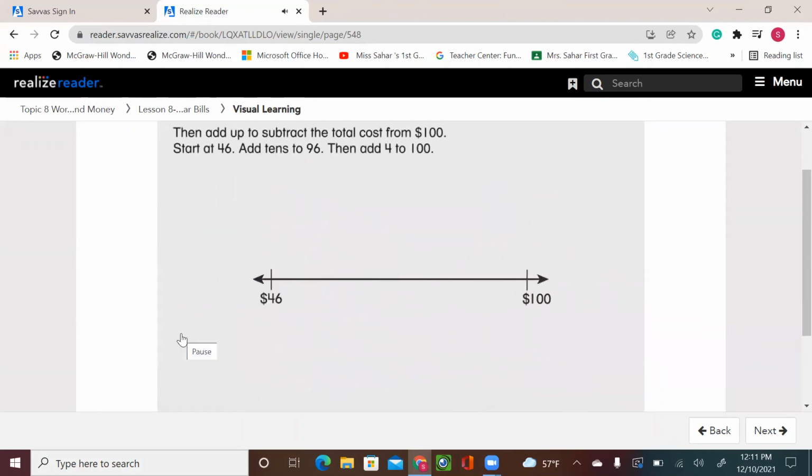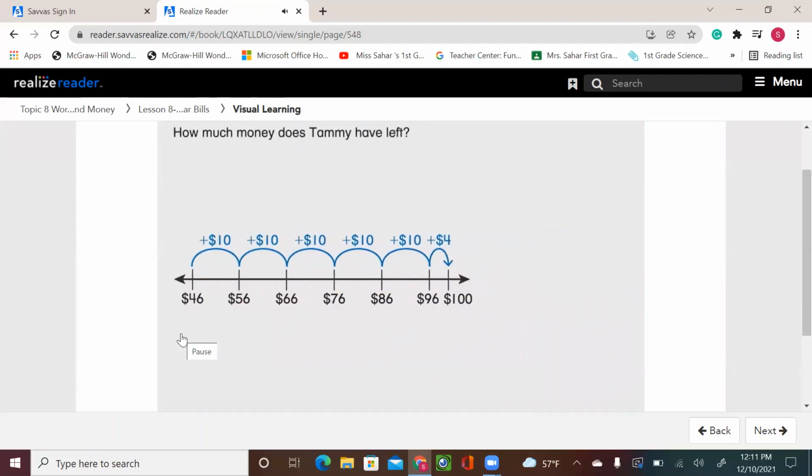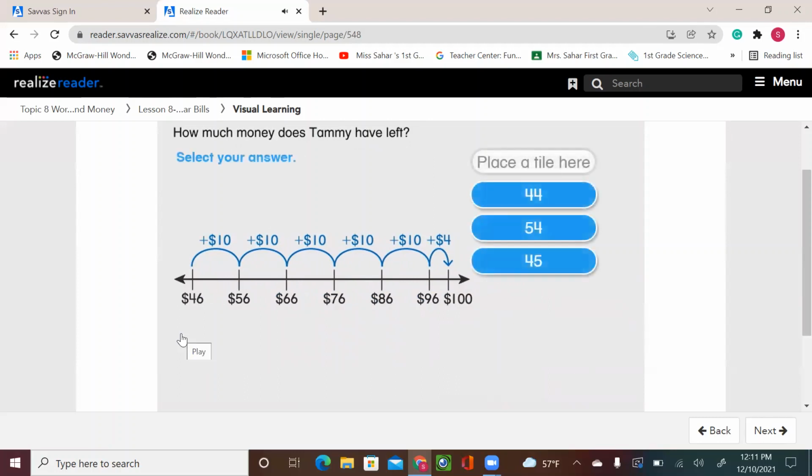Then add up to subtract the total cost from $100. Start at 46. Add tens to 96. Then add 4 to 100. How much money does Tammy have left? Select your answer.